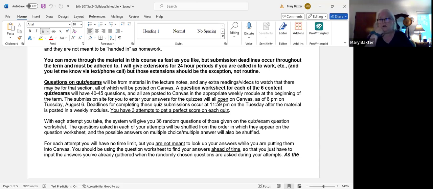There is no time limit on your attempts, meaning there's no tick, tick, tick of how fast you have to go through and put in your answers. But I can tell you right now that if you try to do that without actually using the question worksheets, it's going to be that much harder because they're shuffled. They're not in the same order they were on the question worksheet when they appear on the attempt. So if you are going to go into the attempt and say, oh, well, that question, gee, where in the lecture notes was that?